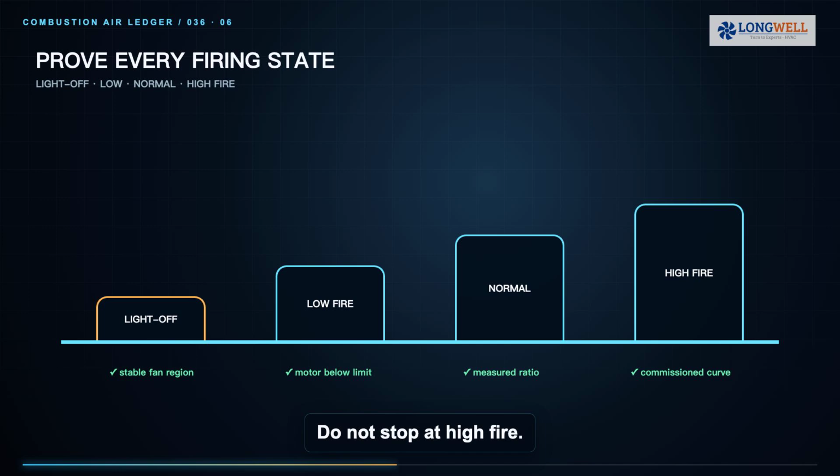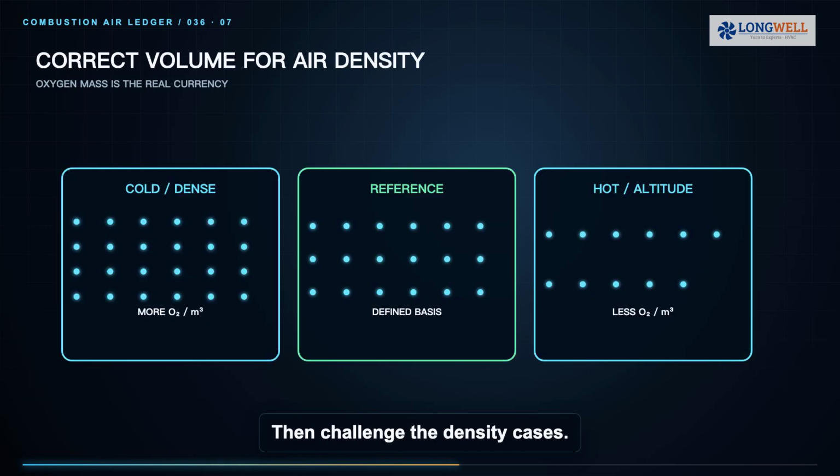Do not stop at high fire. Plot light off, low fire, normal fire, and high fire. Confirm the blower, damper, and control method can reach each point without unstable fan operation, motor overload or loss of air to fuel control. A 4-to-1 burner turndown does not mean a 4-to-1 blower speed command. Pressure losses change with flow, the register may move, and the control curve must be commissioned against measured air or flue gas results. Then challenge the density cases.